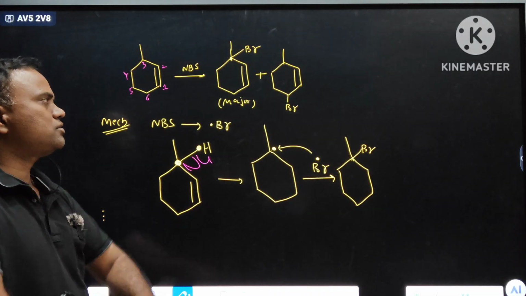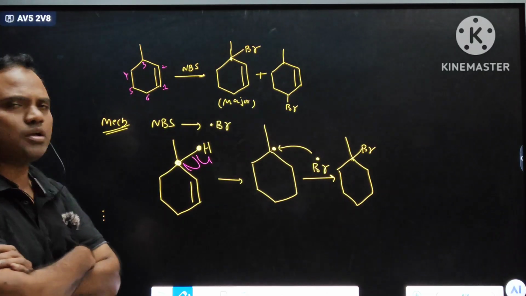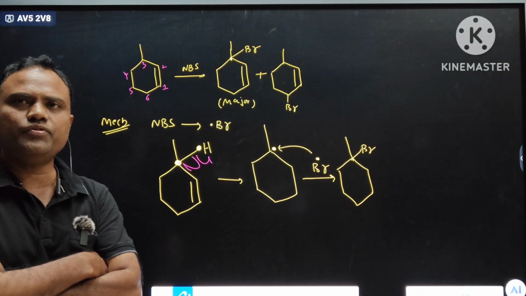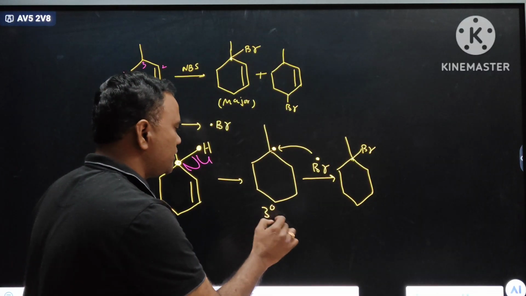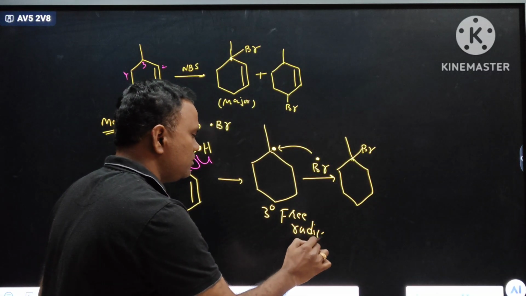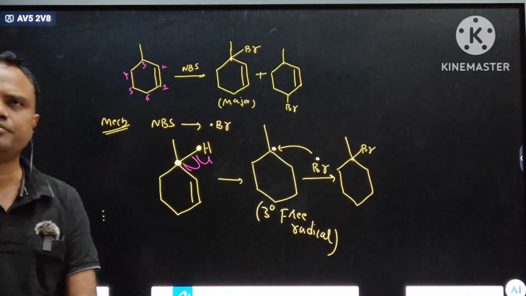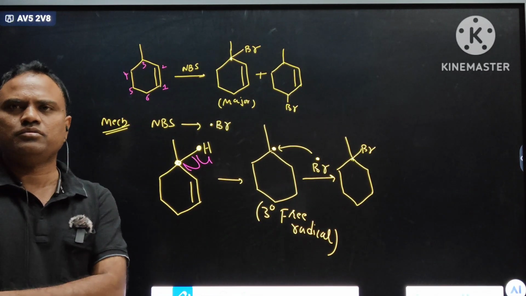All of you, did you get this? Why is Br preferentially added at the third carbon only? Because if you remove hydrogen at the third carbon, you will get a 3-degree free radical, which is stable. Okay. Got it, all of you? Srujan, are you following?